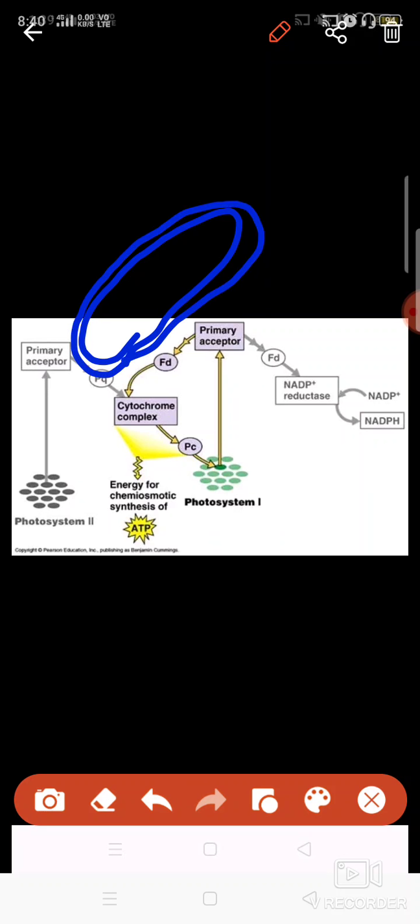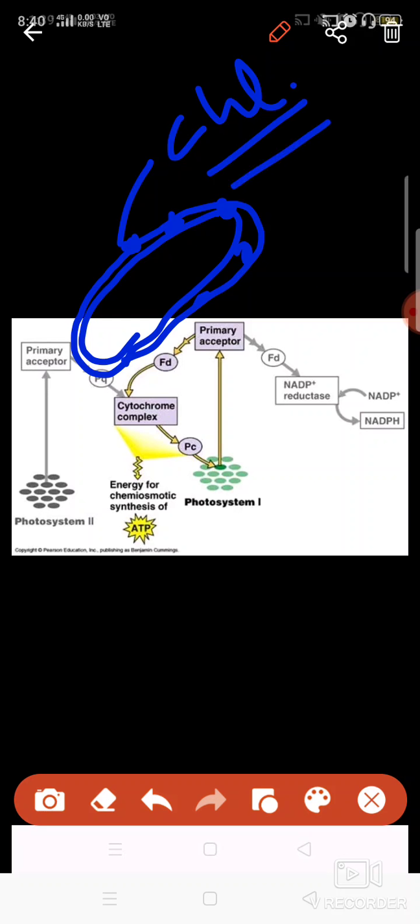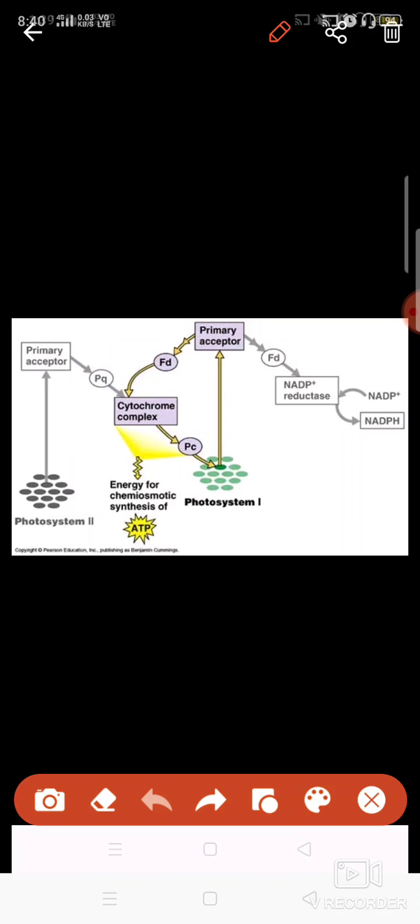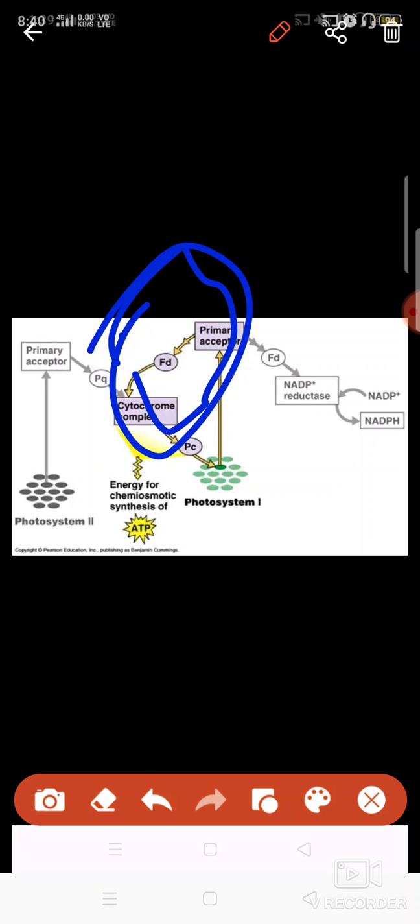In this thylakoid membrane, many chlorophyll molecules are present. These chlorophyll molecules absorb the sunlight and form the photosystems. Basically, a photosystem is the one in which the reaction is initiated. This reaction is initiated by the chlorophyll molecule present in the thylakoid membrane, and these absorb the light.